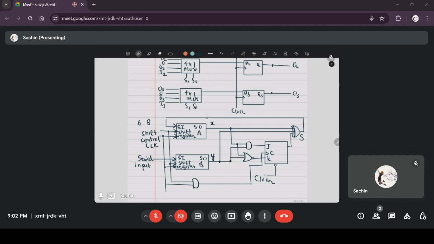The clock is the AND of the clock signal and, I'll just call it shift. So the clock signal and the shift control are both ANDed together and fed as the clock.